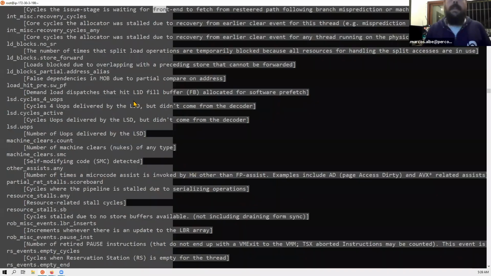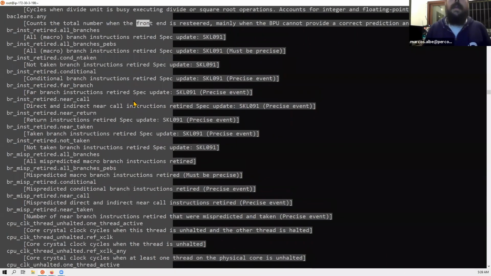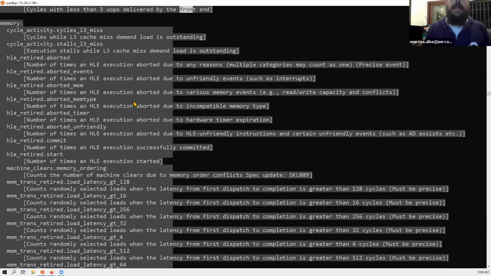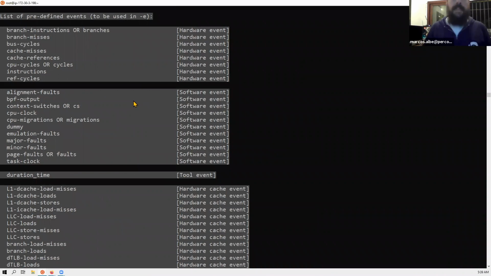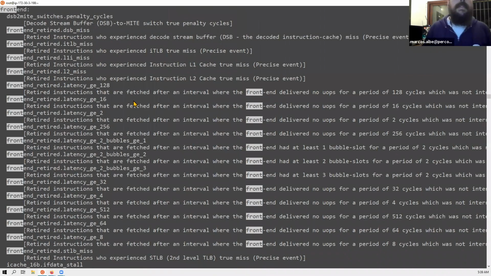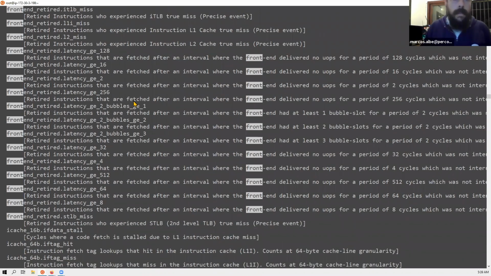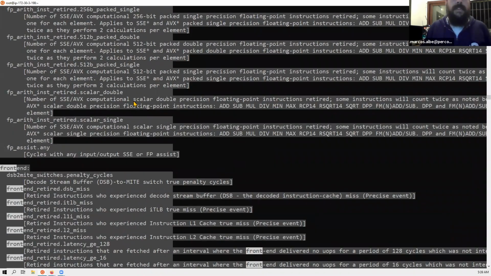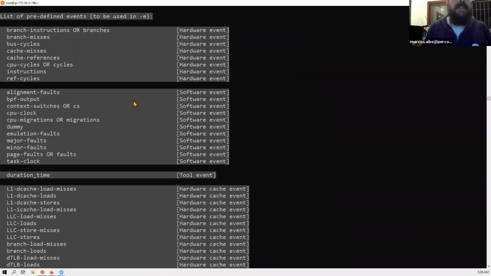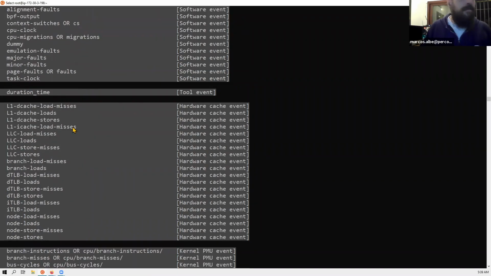Well, this is particular because usually front end, usually I will see front end stalls, back end stalls as part of the regular perf output, but it's not being the case in this.